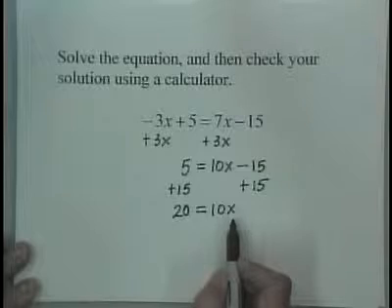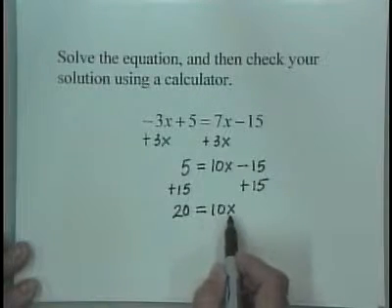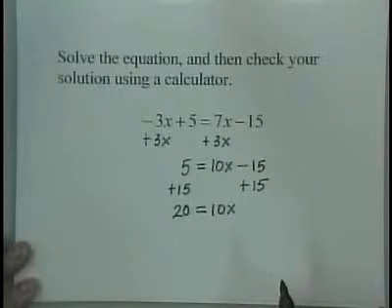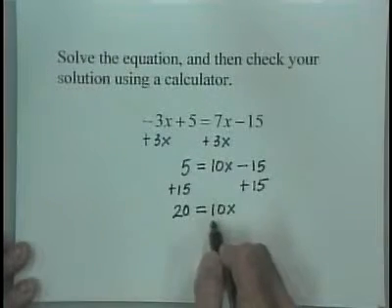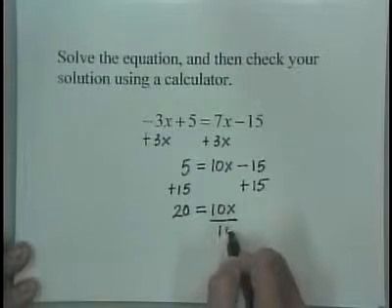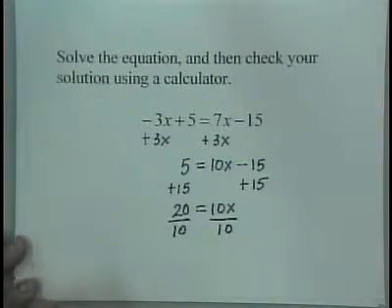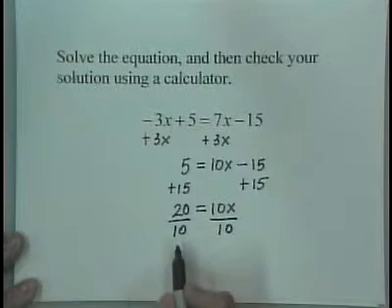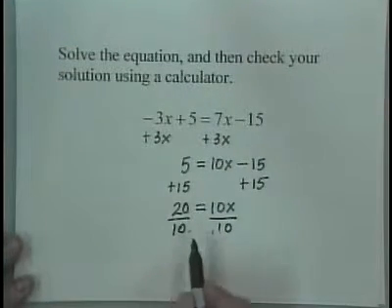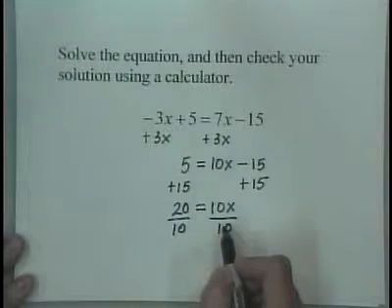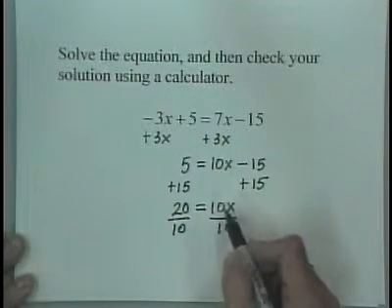Now solving the equation means isolating x. This is 10 times x. To undo the 10 times x, I want to divide by 10. One way to write division is to write it as a fraction bar. So I'm going to divide each side of the equation by 10. This is actually using the multiplication property of equality. Dividing by 10 is multiplying by 1/10.